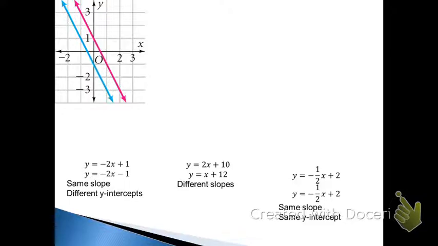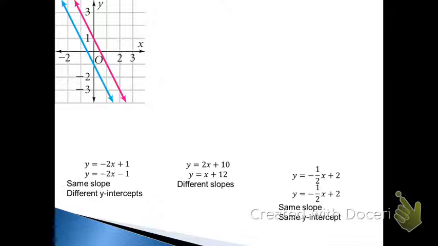Unit 4 is about something that we call systems. A system is not just one equation, but two equations. We are going to be looking at when you have two lines on the same graph. If you've got two lines on the same graph, there are three possibilities for what happens with the two lines.